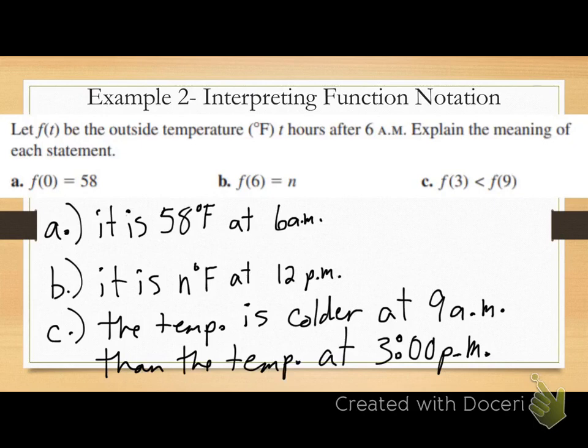Because 3 p.m. is 9 hours after 6 a.m. and 9 a.m. is 3 hours after 6 a.m. Saying that temperature is less than the 3 p.m. temperature. There's multiple ways you could have worded it. You could have said the temperature at 9 a.m. is less than the temperature at 3 p.m. But does everyone get the gist of what this is saying, and how we interpreted it based on what our t represents and what our f of t represents? Is there any questions, comments, or confusion there? Can I move on?